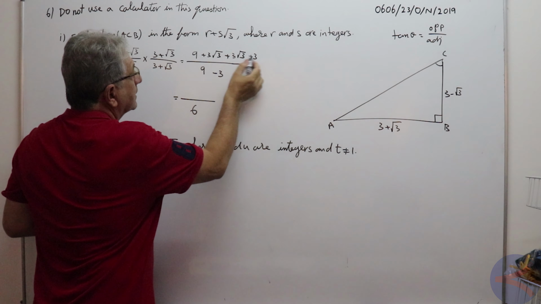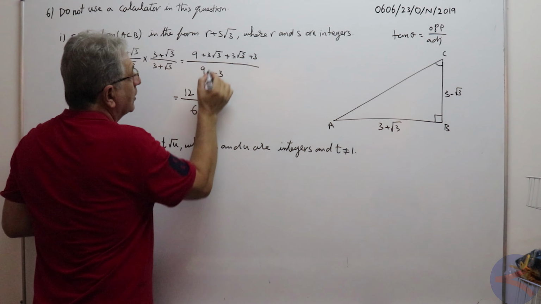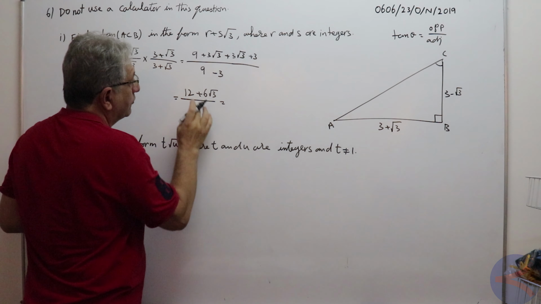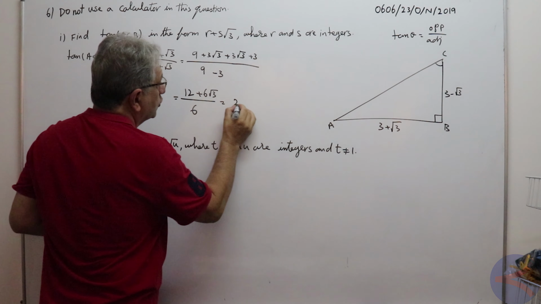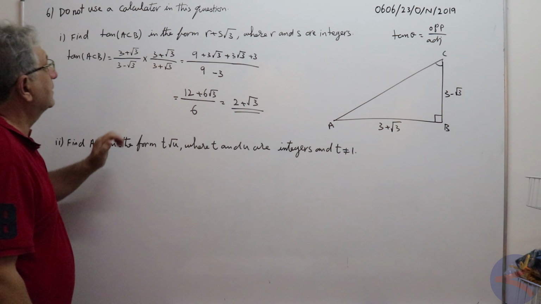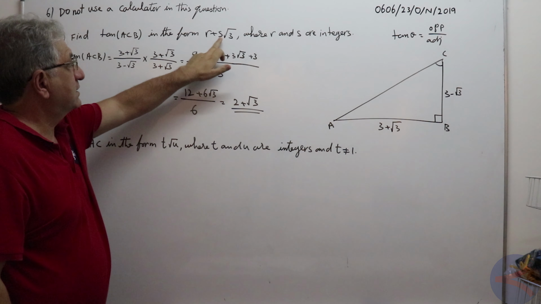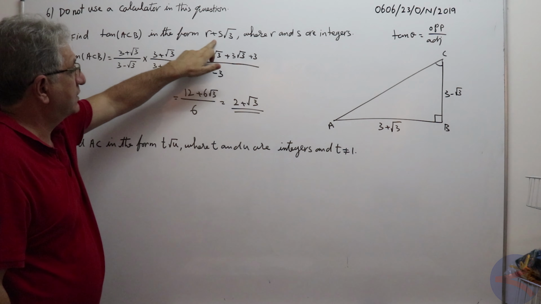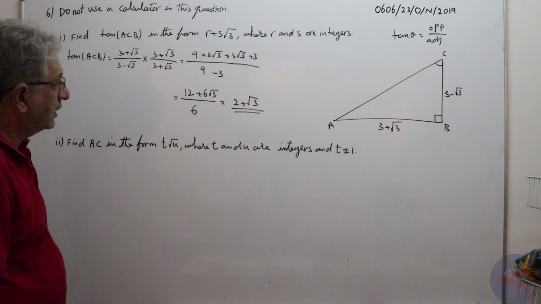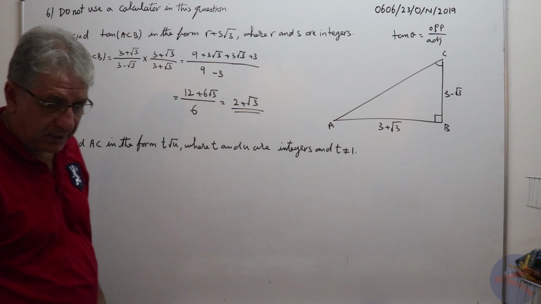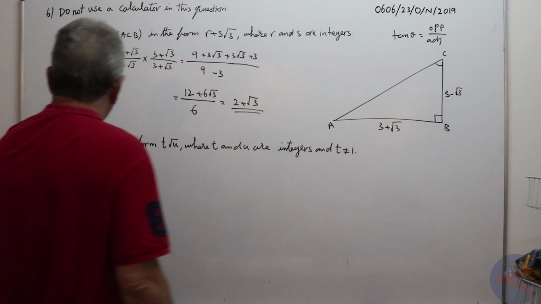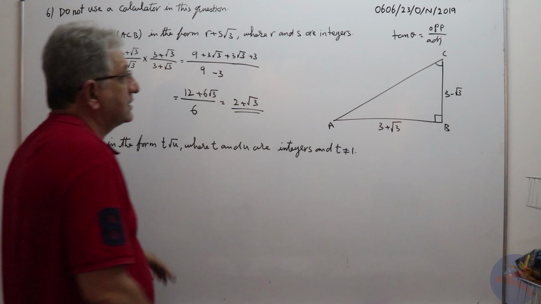This and this and this will be 12 plus 6 square root of 3. Therefore, if you factorize 6 and simplify, you're going to get 2 plus the square root of 3. Therefore, we have written it in this format, r plus s square root of 3, therefore r is 2, s is 1, therefore this is the format which is required. Now, after this, he has asked us to find AC, that means this length.